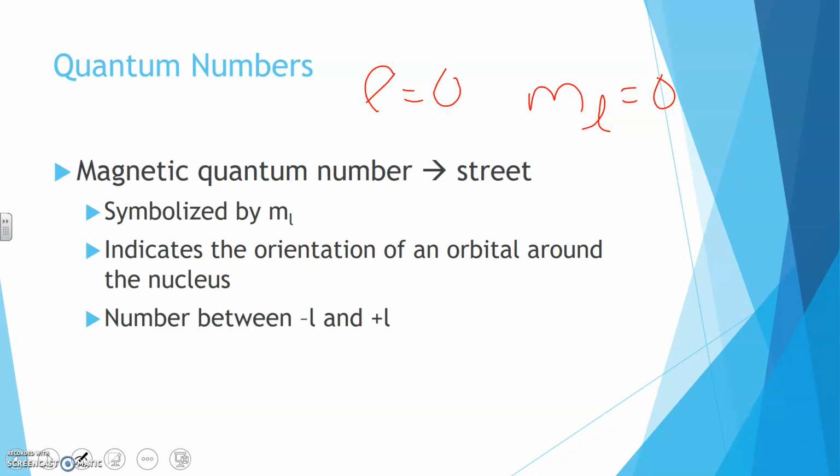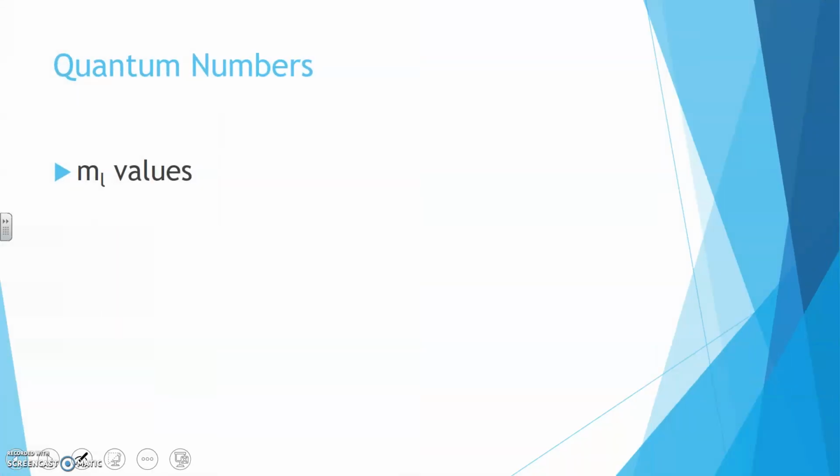It's the only orientation. Now, if you go up to an L value of 2, your m sub L could be negative 2, negative 1, 0, 1, or 2. Now, if you remember, an L value of 2 refers to a d orbital, which has 5 orientations. And look, you have 5 different m sub L values. So that lines up exactly with what we were talking about in the last section.